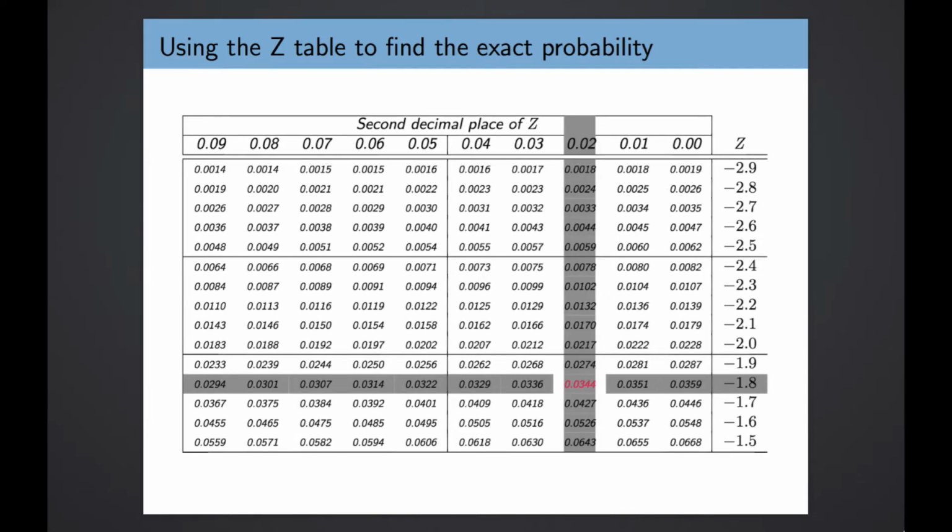So we're going to go down the column of z-scores till we get to negative 1.8, and then across to the 0.02 column to indicate the z-score of negative 1.82. At the intersection of that row and column, we see the probability of 0.0344. That tells us that 3.44% of the bottles of ketchup have less than 35.8 ounces of ketchup in them.